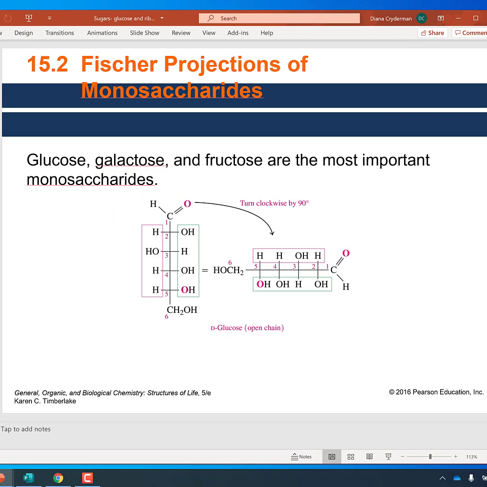Our most important monosaccharides for life are typically glucose, galactose, and fructose. Glucose you're probably very familiar with. Galactose, if you're not familiar with, you will be. It is paired to form milk. And then fructose is also extremely common as well. I'm sure you've heard of high fructose corn syrup. That is the fructose part of that word. It's also extremely common in just about every fruit.